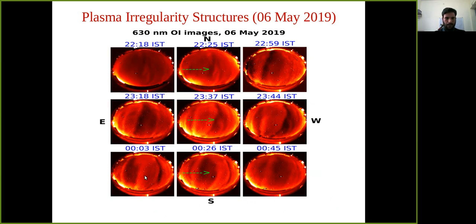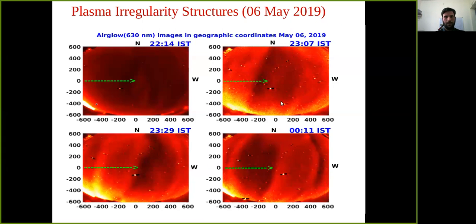So again, we have another irregularity feature post-midnight over here. The post-midnight feature has no branching kind of structures associated with it. These plasma irregularity structures are shown again for 6 May 2019, and these represent the airglow images in geographic coordinates for this night. We can see the southwestward, westward movement of these irregularities, or the plasma depletions.